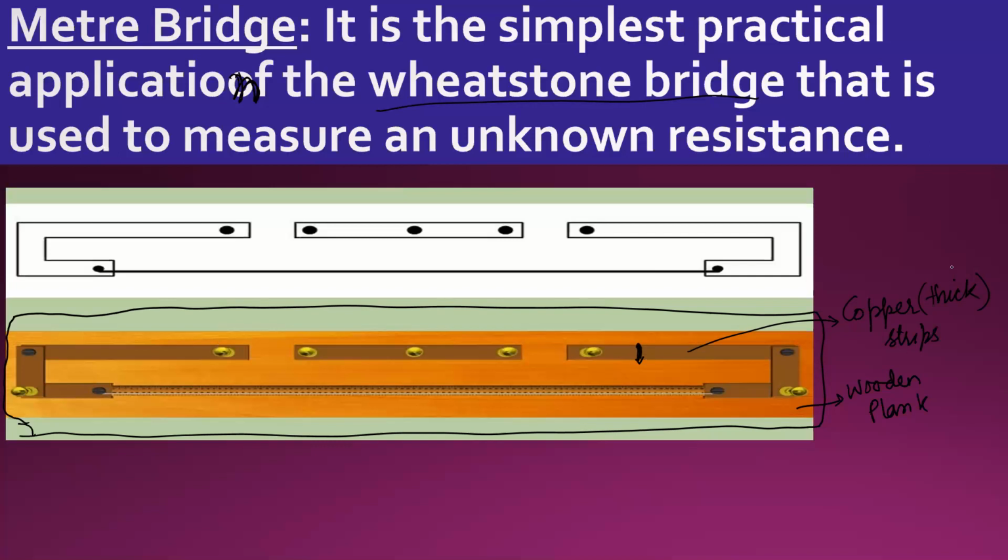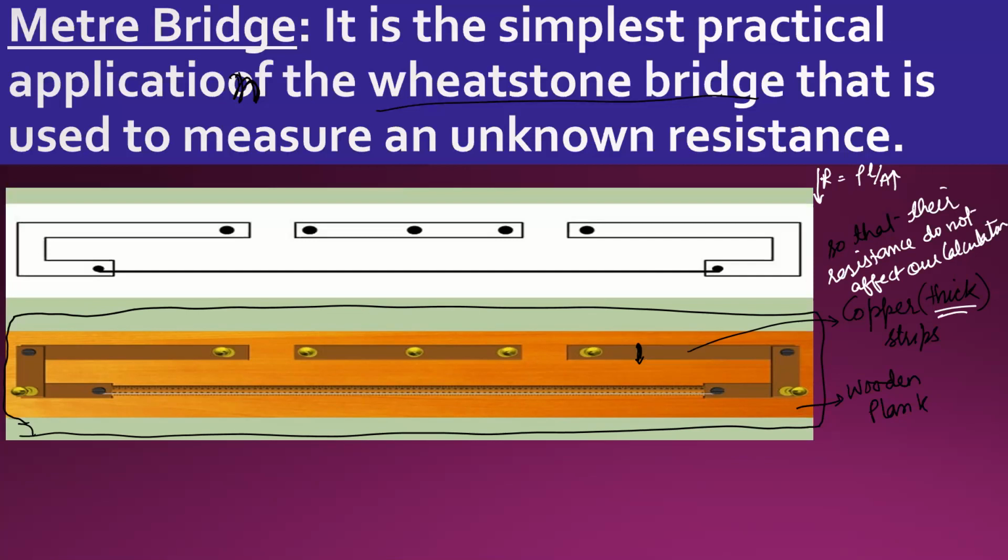Why are these copper strips very thick? So that their resistance does not affect our calculation. Because as they are thick, we know that R is equal to क्या होता है? Rho L by A. So area is increased. If area is increased, resistance will be decreased. That's why we use thick copper strips over here.